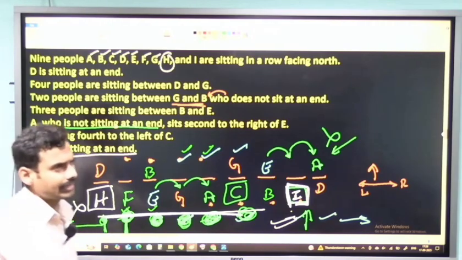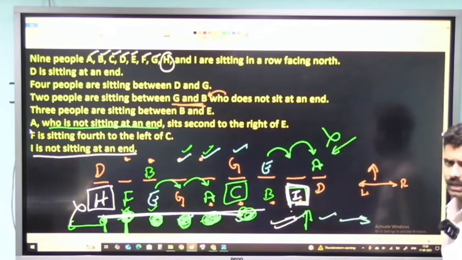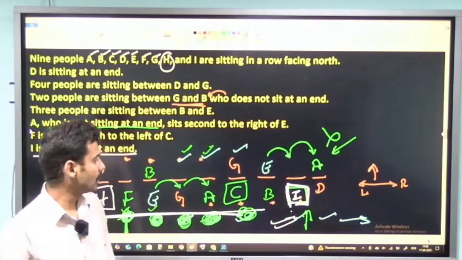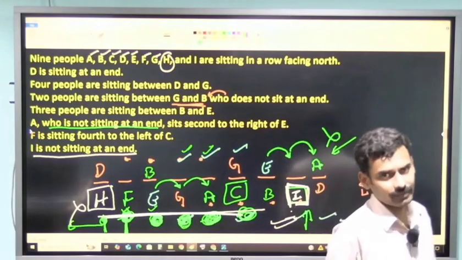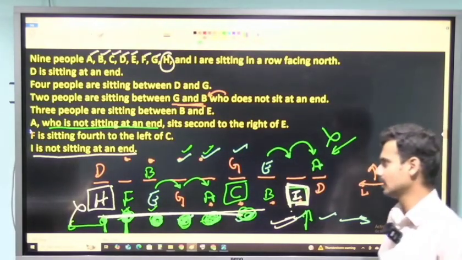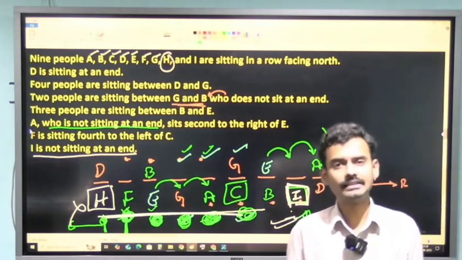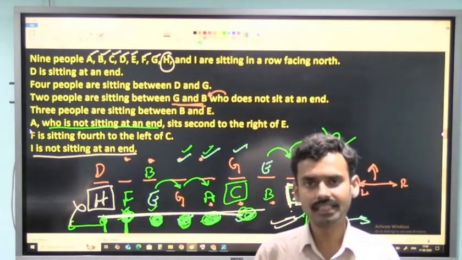After getting this arrangement, I will get questions like who is sitting at the right end, who is sitting at the left end, how many people are sitting to the right of A, how many people are sitting between A and F, who is sitting immediate right of E. These types of questions I may get in the exam, but finding the arrangement is difficult. After getting the arrangement, finding the answers for the given questions will be very easy. So these are the two simple questions in sitting arrangement.